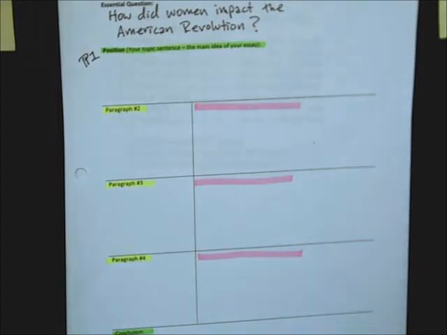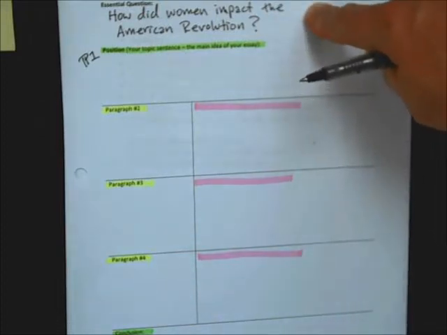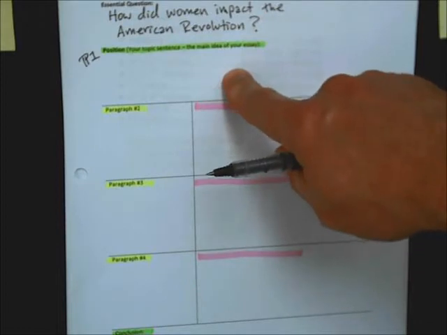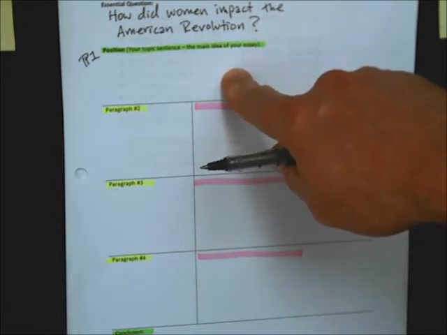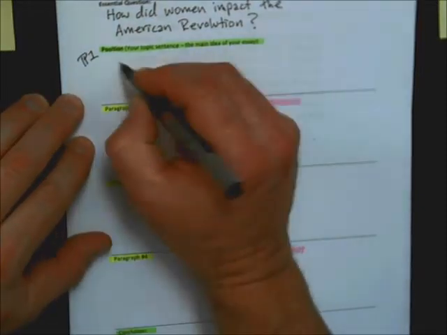Is the essential question paragraph number 1? No, because the essential question, if you look at the rubric, is actually going to be your title. And the position, when we look at the rough draft, isn't even going to be the first sentence. We're going to do a couple of tricky things with that. But right now, holding our ideas in place, we don't have to worry about that. But we do have to have a main idea here. So, how did women impact the American Revolution? Again, don't write this yet.